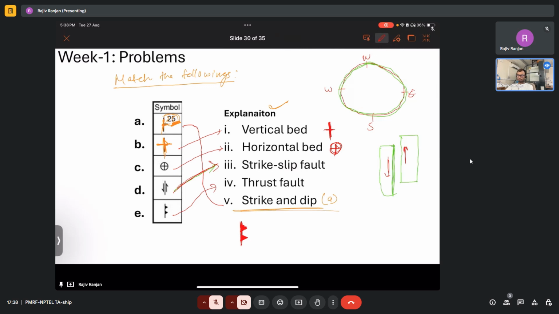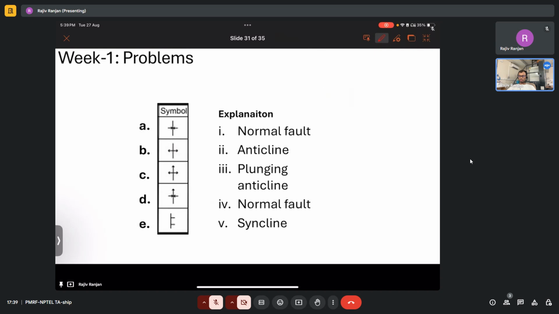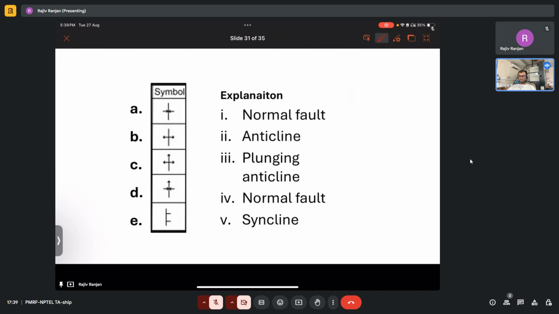Okay. Nice. So we can see option A is strike and dip, option B is vertical bed, option C has a horizontal bed, option D is a strike slip fault, option E is a thrust fault. Got it? If you have any problems, if you have any doubts, please feel free to ask. Okay, it's about a fault. Let us try to see.